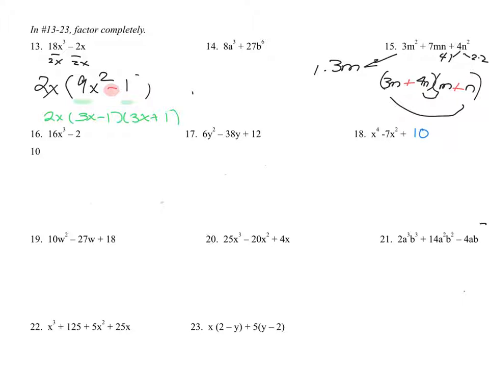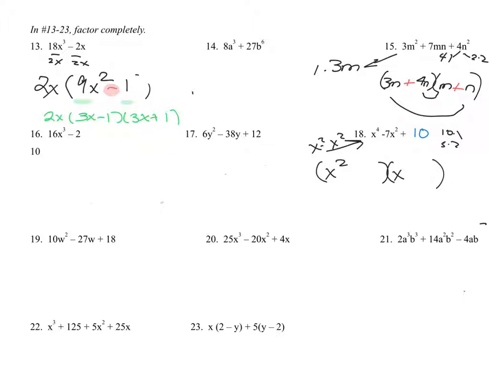All right, let's walk through this factoring one right here. There isn't a GCF, but it's 3 terms. So we're going to get ready for factored form. Our first term is x to the 4th, so that's going to be x squared and x squared. And our last term is 10, so that could be 10 and 1, or it could be 5 and 2. So we just got to check.